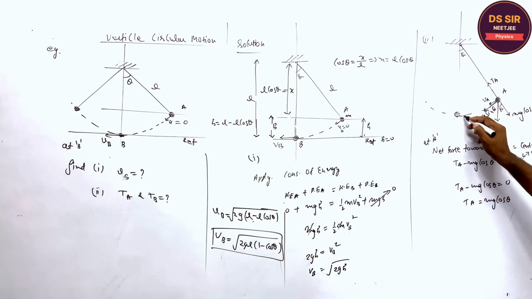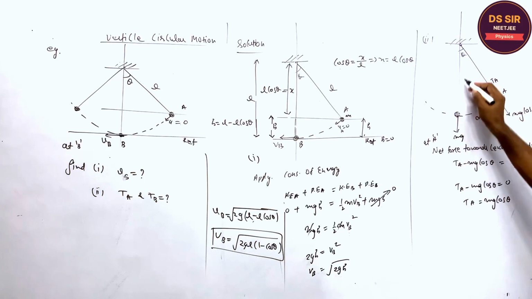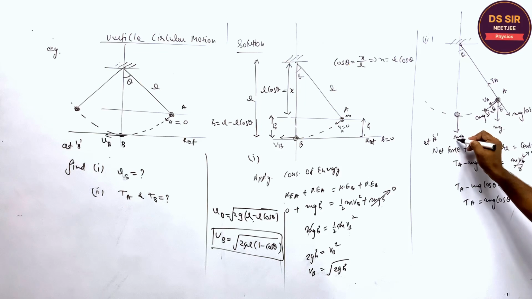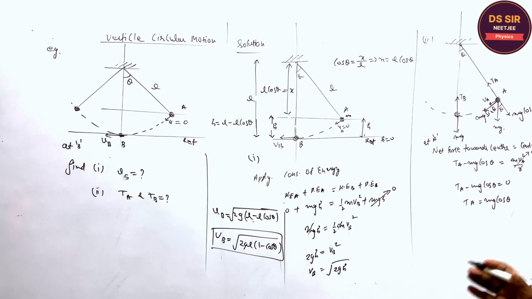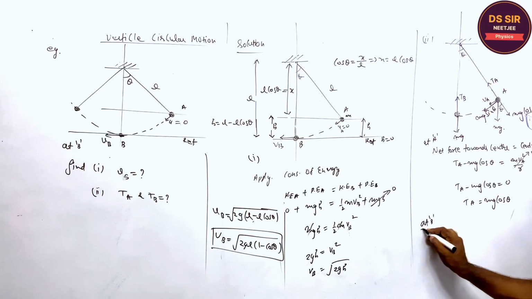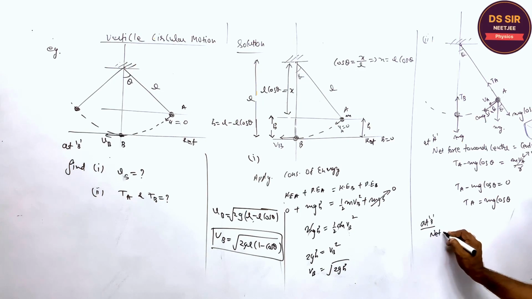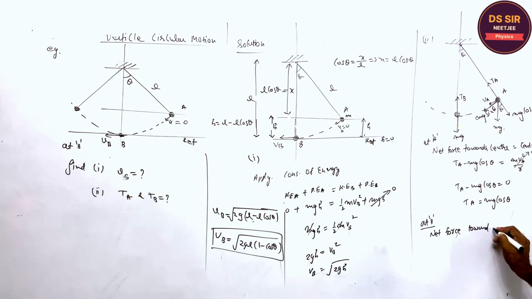Now how to find the TB? When it reaches this point, how many forces will act upon this? Say, mg and the tension TB. Is any other force acting? No. No other force. So at point B, what will you write? The net force towards the center. What is the net force toward the center? Can you tell?